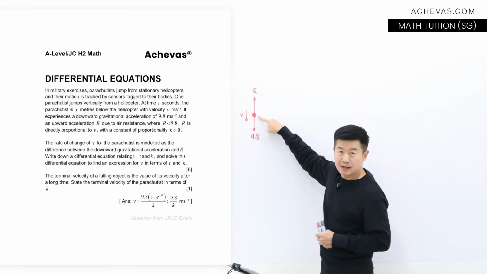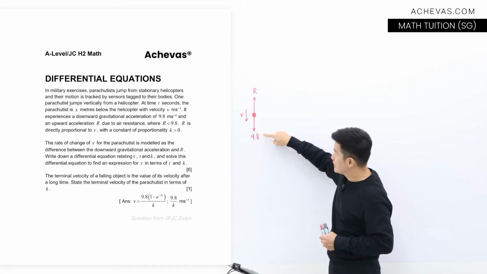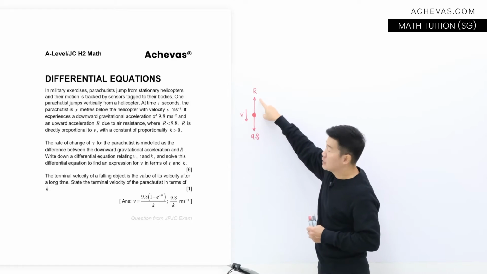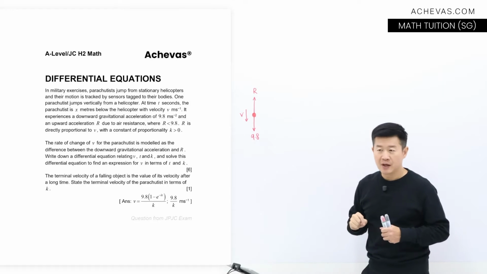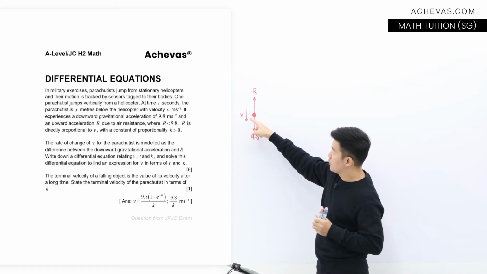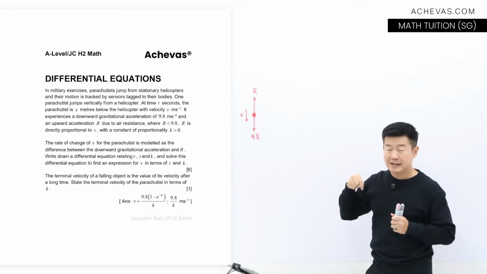The parachutist is going to be experiencing a downward acceleration due to gravity of 9.8 and also an upward acceleration that is due to the air resistance, that is R. And overall, this parachutist is falling down, so it is going through a velocity downwards as V.